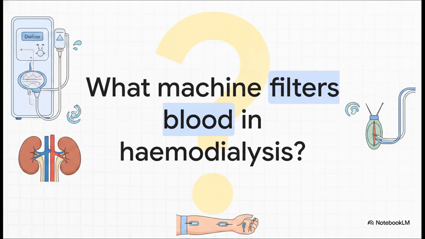Pacemaker, or D. Centrifuge? Yep, exactly right. We can confirm the correct answer is A, the dialyser. ये एक highly specialized external machine है जो blood purification का सारा heavy lifting handle करती है.